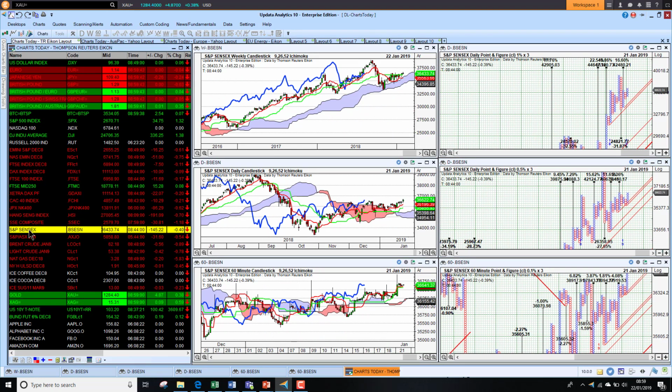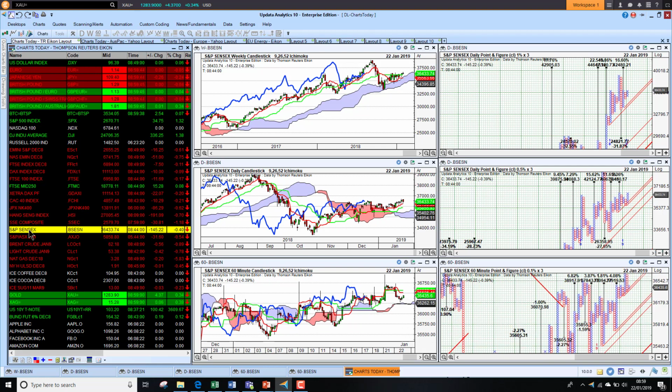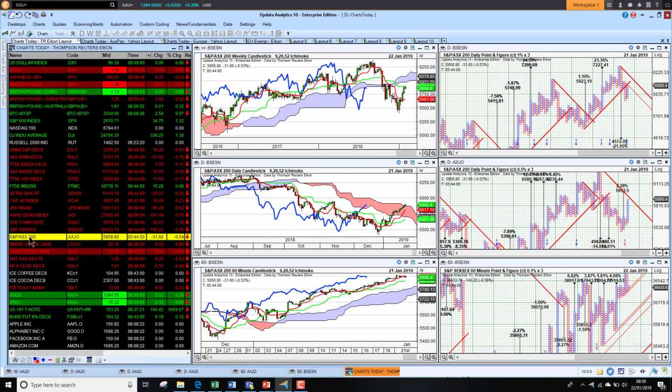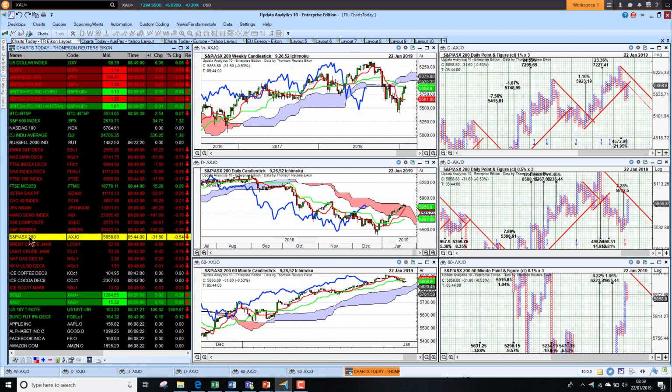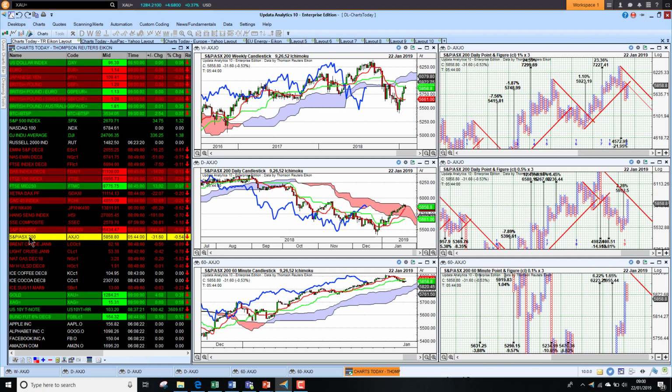Looking at the Sensex, we are down 0.4% overnight. We're bullish on the short-term charts, and the medium-term charts still wandering into bullish territory with good upside targets. Probably one of the better-looking markets. And the Australian market, just holding on as well, although it was down 0.5%.